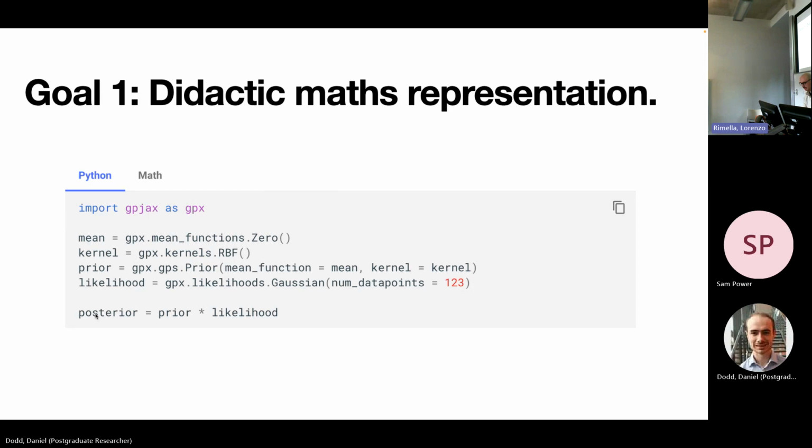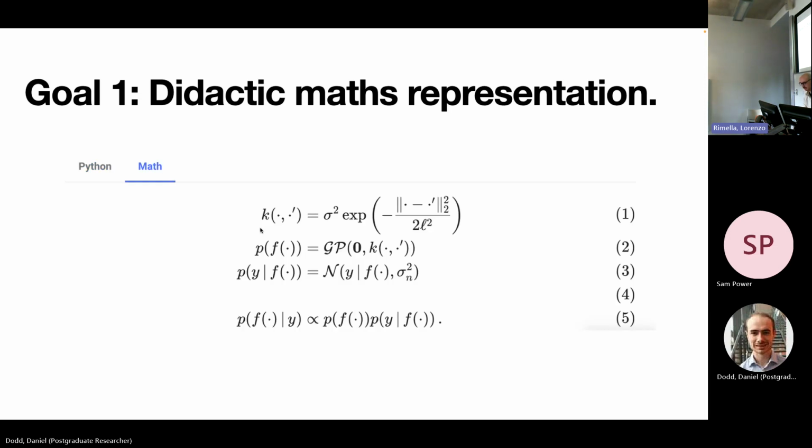We define a posterior in GPJax by multiplying the prior with the likelihood. So in a way, it tries to mimic the maths, where we define a kernel, this RBF kernel, where we define a prior by passing this kernel, and remember we had a zero mean function, where we define a Gaussian likelihood, and then we say the posterior is the prior times the likelihood. That's the take that we've taken.